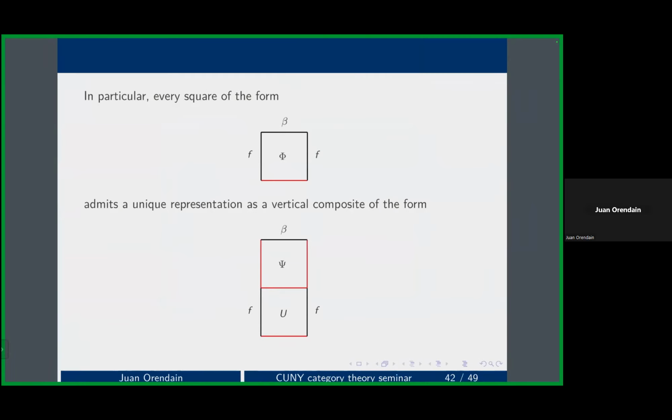More importantly, if you have a square of this form, phi, where the bottom is red and the left and right arrows are a single F, then you can decompose that uniquely as a horizontal identity square on F and a top bond type square, so a globular square. All right, so we'll leverage this to associate to every fully faithful double category a pi2 up-indexing.